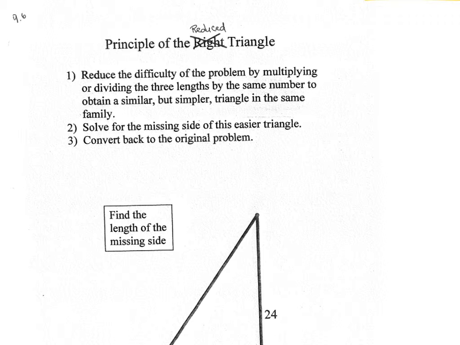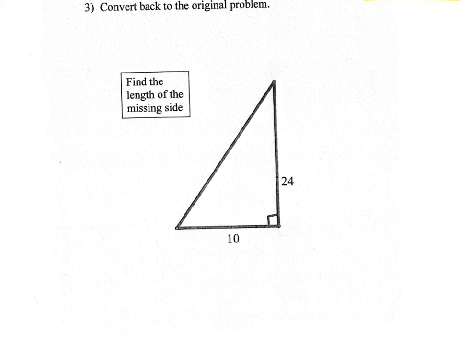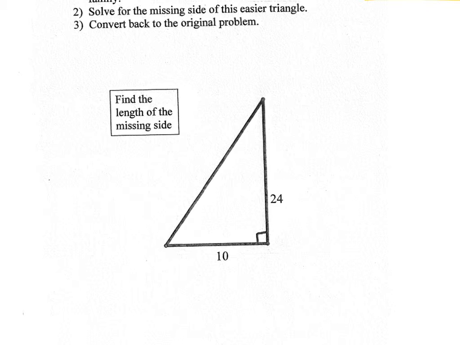Principles of the reduced triangle. Number 1, the first thing you're going to do is reduce the difficulty of the problem by multiplying or dividing the 3 legs by the same number to obtain a similar but simpler triangle in the same family. Then you're going to solve for the missing side of the easier triangle, and then we must convert back to the original problem.